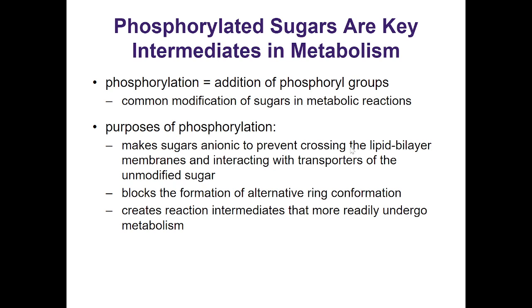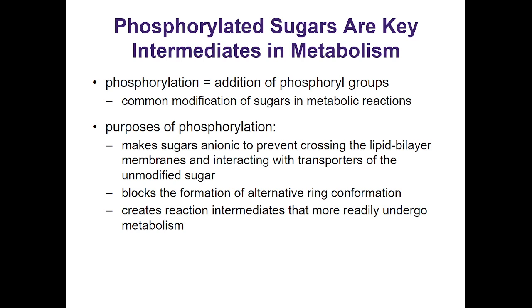Okay. The phosphorylated sugars are going to be key intermediates in metabolism. So remember, phosphorylation is going to be the addition of phosphoryl groups. Very common modification of sugars in metabolic reactions. The purpose of phosphorylation is going to be to make sugars anionic. This prevents crossing the lipid bilayer, and so you trap them there. They don't wander off. The interaction with the transporters for the unmodified sugar will block all of those.